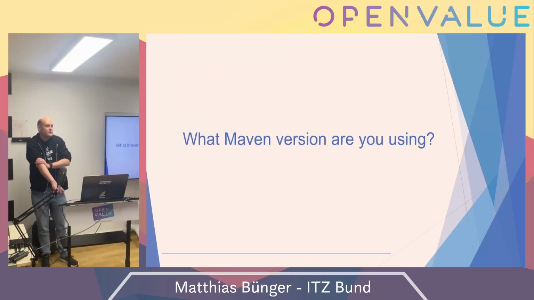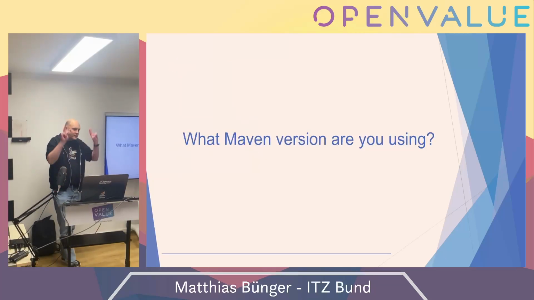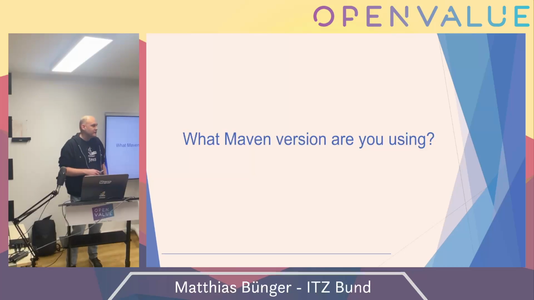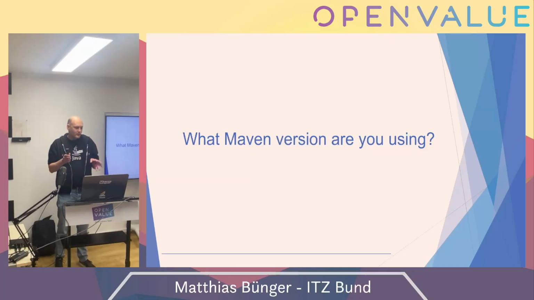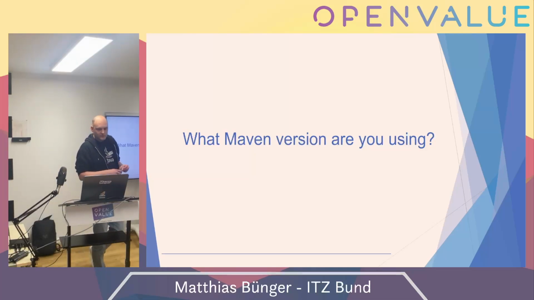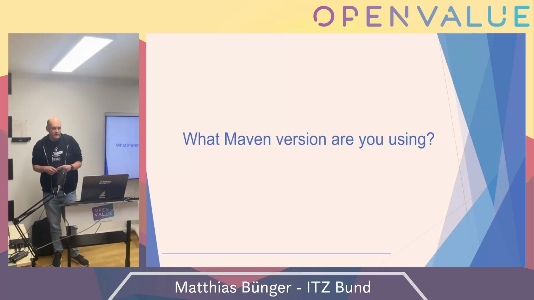Before we start, obvious question: what Mavens are you using in production, so not on your local machine to test something? Who's using Maven 3.8? Nobody? Kind of. 3.9? Majority, that's good. Something older, like 3.6? Okay. 3.3? Maven 2? You might laugh, but looking at the download numbers of Maven 2, it's actually used quite a lot, so it's a little bit scary.